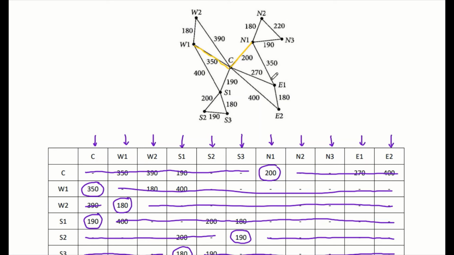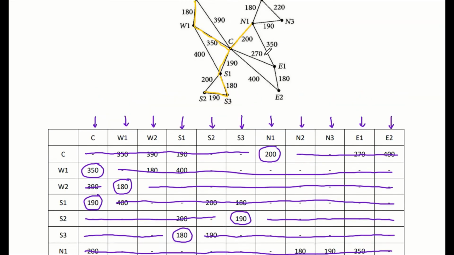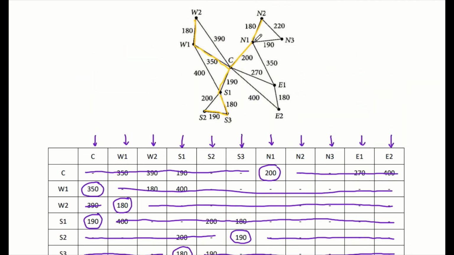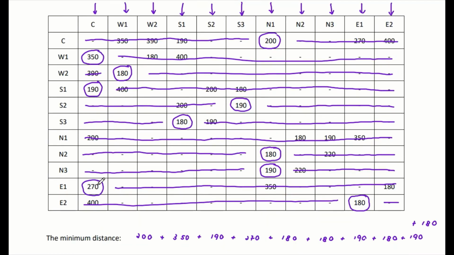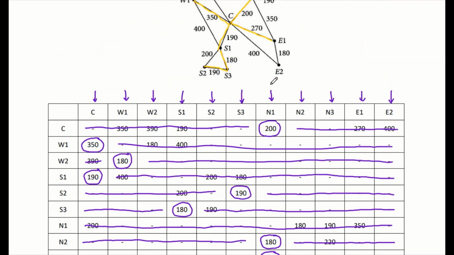Okay, and then C to S1. Then after that W2 to W1. Okay, 190 here is S3 to S2. Then next one, S3 to S1. Okay, 180 here is N1 to N2, and next one is N1 to N3. All right, the next one is C to E1. Then after that, the last one, E1 to E2.